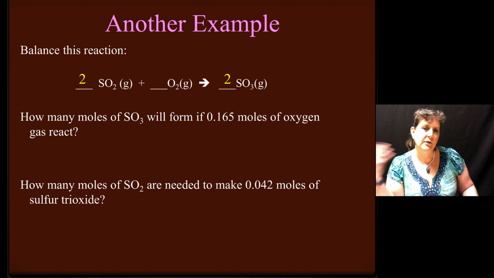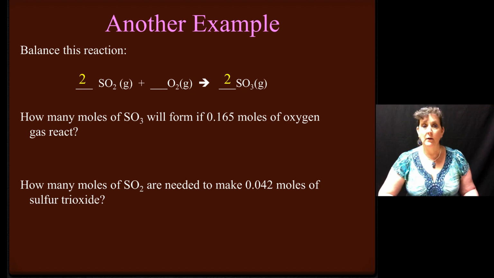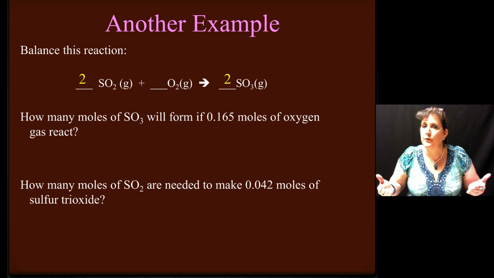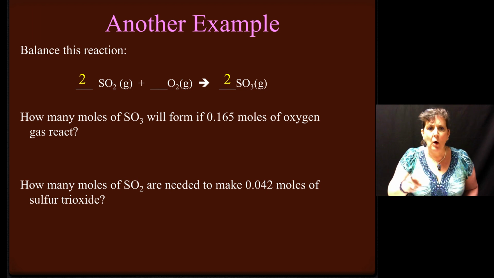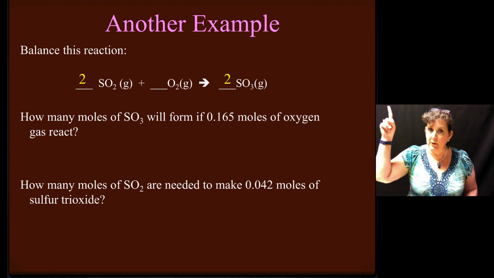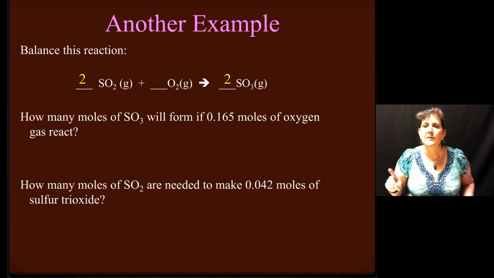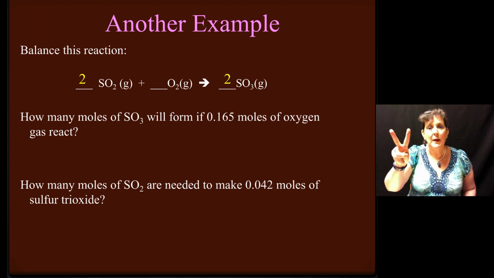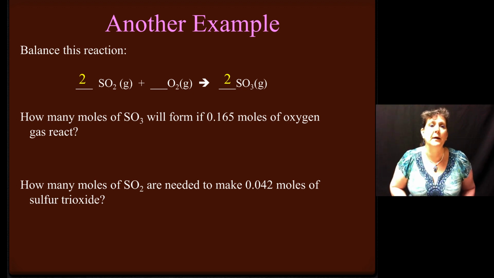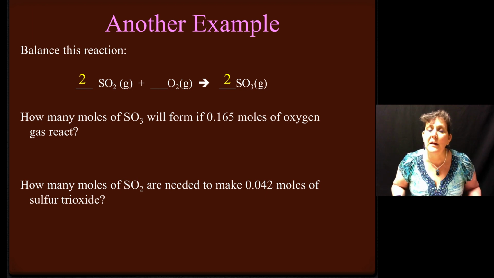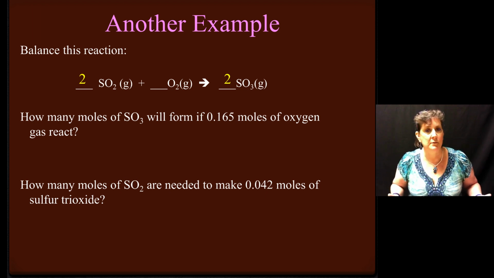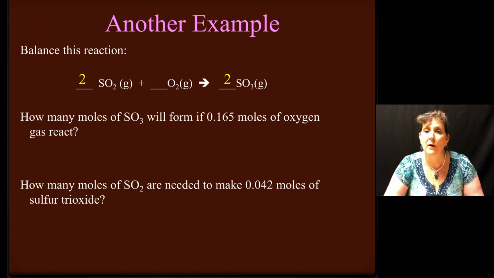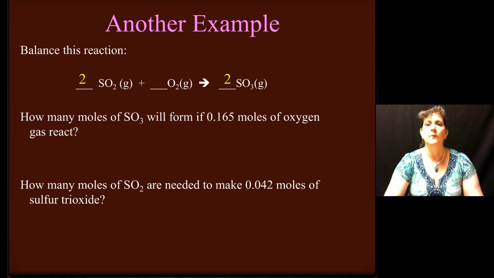Now, how do I know this is a stoichiometry problem? Well, we should have two chemicals in a balanced reaction. How many moles of SO3, there's a chemical, will form if 0.165 moles of oxygen gas, there's a chemical, react. So two chemicals, and we do have a balanced equation up there. All right, perfect. So it's going to be stoichiometry. Start with what we know. Start with what's given. We're given 0.165 moles of oxygen gas. So we're going to start with that.